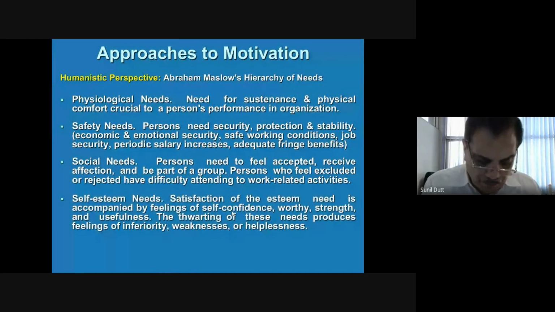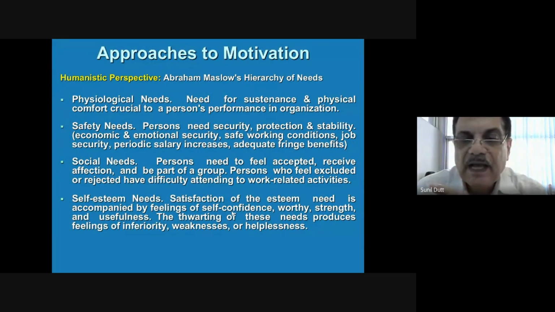Then coming to the self esteem need. That is the need for recognition. When I say, Ramesh ji, you have said very rightly, that will motivate him or her. That is the self esteem need. So you need to recognize the good work done by an individual, and the thwarting of these needs produces feelings of inferiority, or you can say weakness or helplessness.